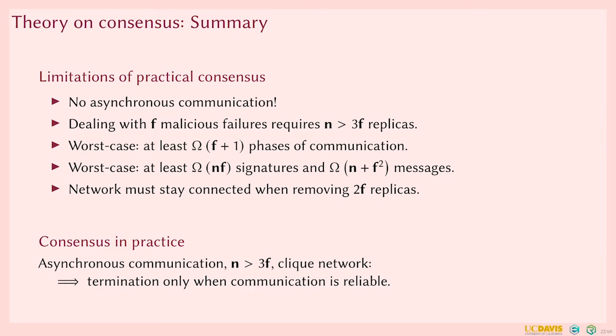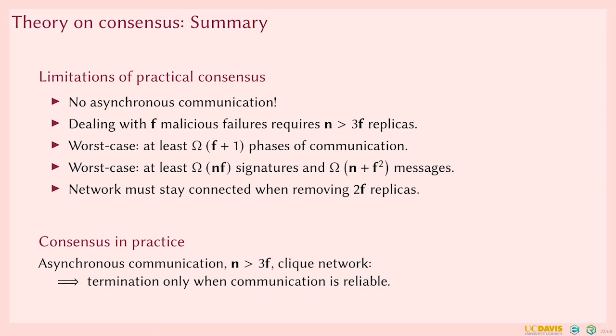So what we typically see is that practical systems say, okay, we're going to provide consistency, we're going to provide non-divergence, but as soon as the network becomes too unreliable, then we don't provide termination, we stop at that point. And we can only resume termination when communication becomes reliable again. We also see that practical consensus systems can deal with malicious behavior, but if we have F replicas that are malicious, then we need at least 3 times as many replicas in total to deal with these failures. And we also see that malicious behavior has a worst case impact on communication.